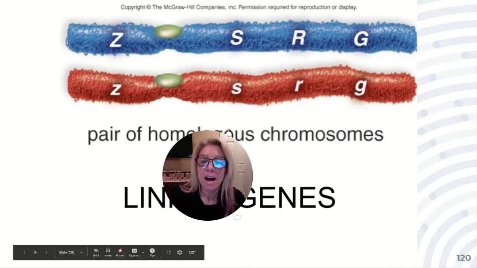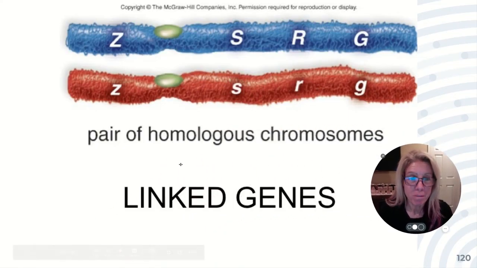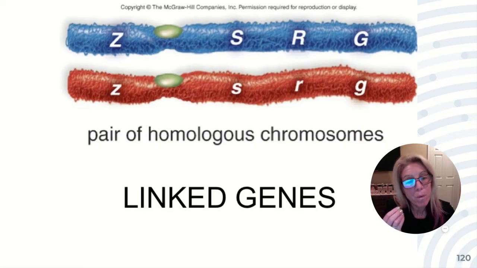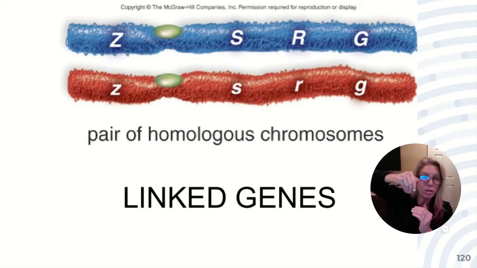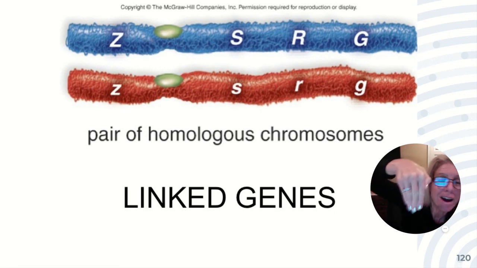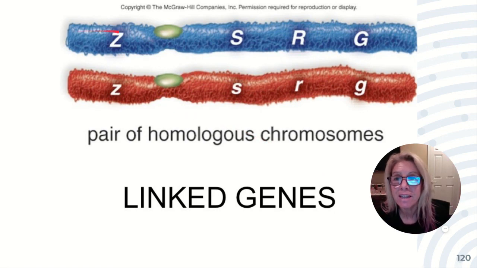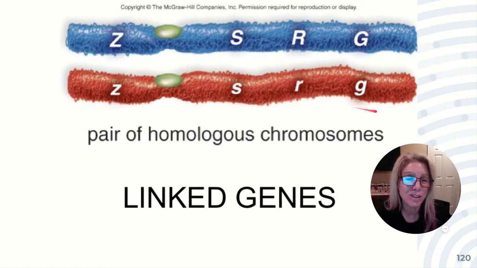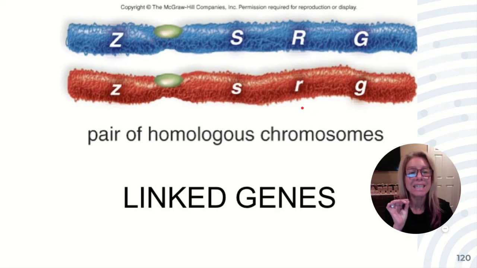All right, now exceptions to the law of independent assortment. Now we learned with the P's, right? You could get big Y, big R, or big Y, little r, because they were on different chromosomes. Well, you're not going to get independent assortment if all of your traits are located on one homologous pair. So for instance, here, wherever big Z goes, so does big S, big R, and big G, right? And same thing here, little z, little s, little r, little g. They are on the same chromosome. And when they're on the same chromosome, they are referred to as linked genes, right?